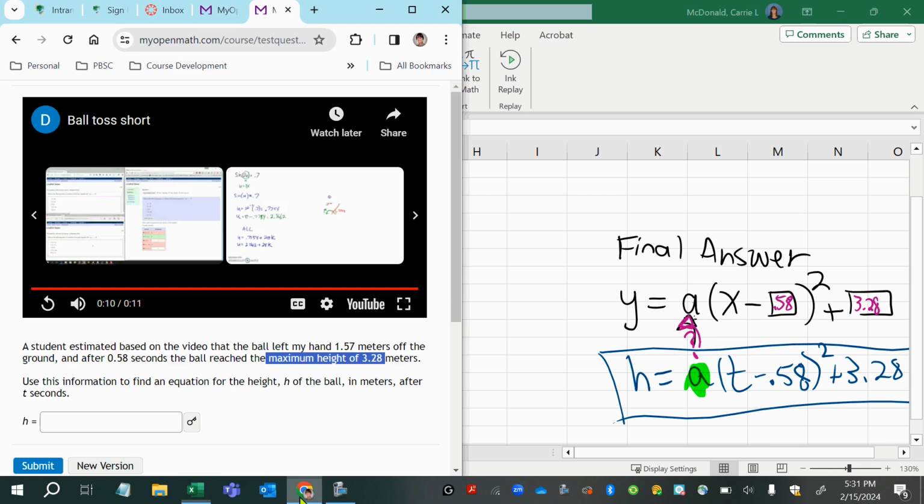The second given point in the problem was that the ball left the hand at 1.57 meters. So we know the 1.57 meters would be a y coordinate of an ordered pair. And then we just have to figure out what the x value would have to be to go along with that. And since we're talking about the ball leaving the hand when it's first being thrown, that would be when there was no time passed yet. So we call that initial height, where time is 0. So that's an ordered pair we can use.